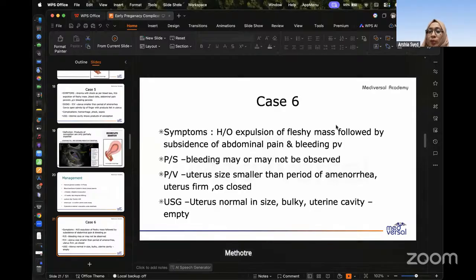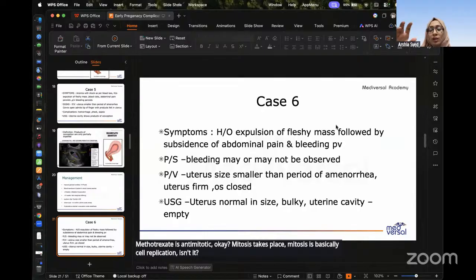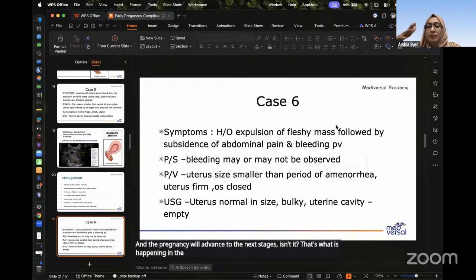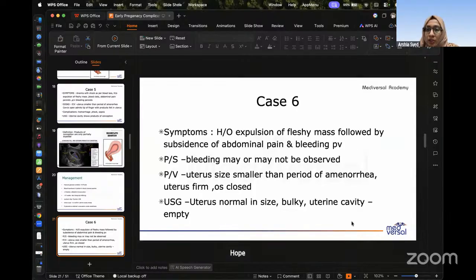Methotrexate is anti-mitotic. Mitosis is basically cell replication, isn't it? So we don't want that pregnancy to further continue. Day by day in pregnancy there is rapid mitosis, and the pregnancy advances to the next stages. That's what is happening in the 9 months of gestation. So we want to arrest that multiplication. That is why we give methotrexate, because it is anti-mitotic. Hope that answers Ashwini's question.